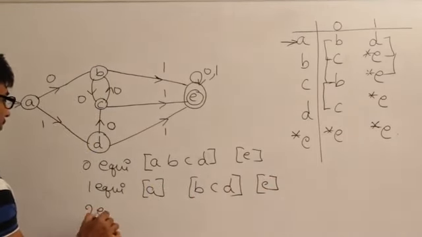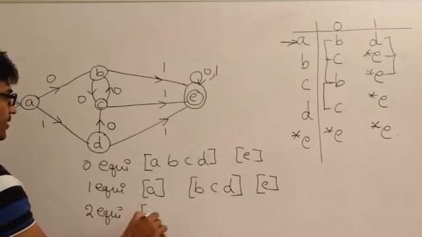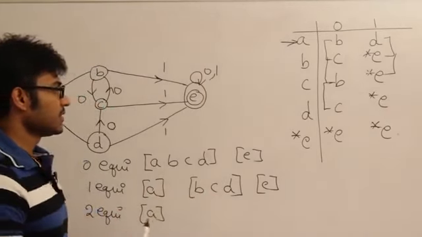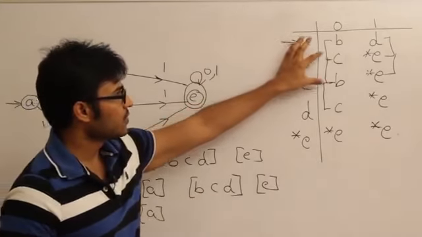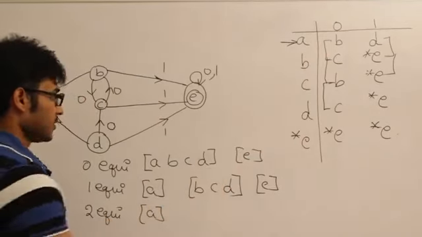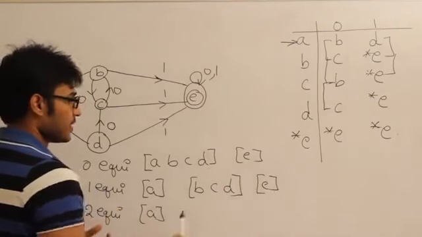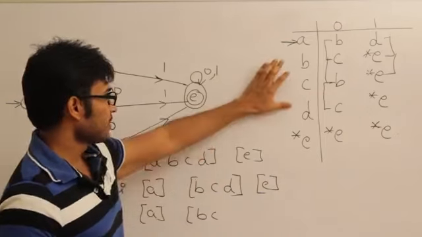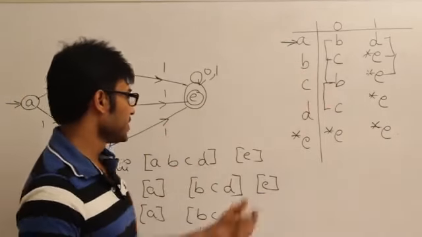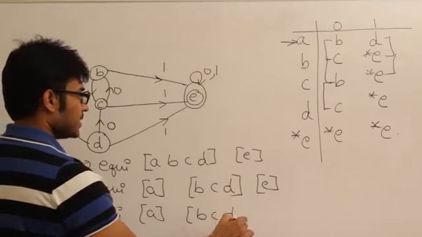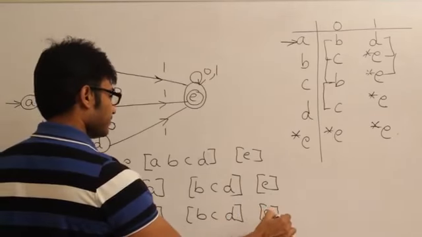Now let us find two equivalent. How do I get two equivalent? I'll take one equivalent and then the transition. Let us compare B and C. B and C on 0 are going to B and C, yes, they are in the same group. And E and D, yes, they are in the same group, which means the same state. So B and C are going to be in the same group. And what about D? Let us compare C and D. C and D are going to B and C, which are in the same group, and E and D, obviously it is just one state. Therefore, B, C, D are in the same group.